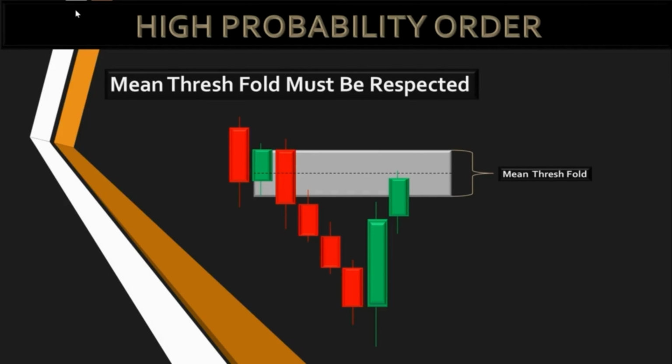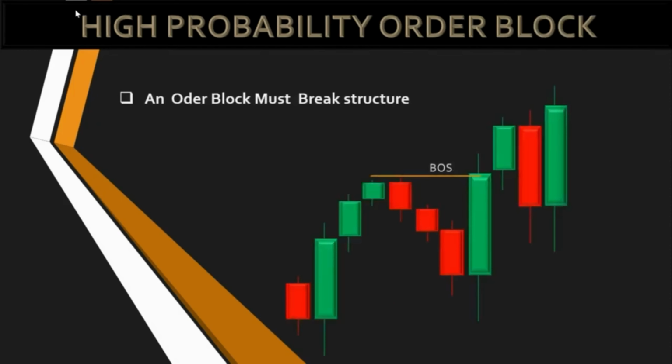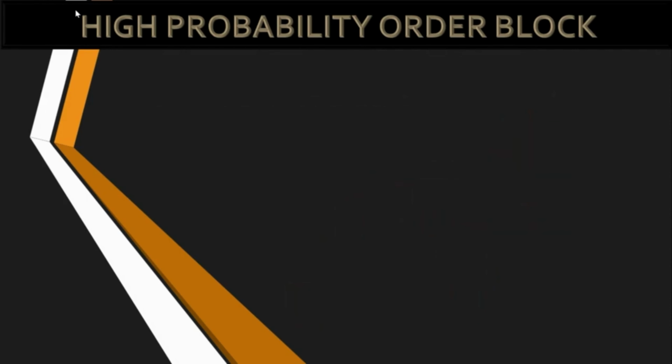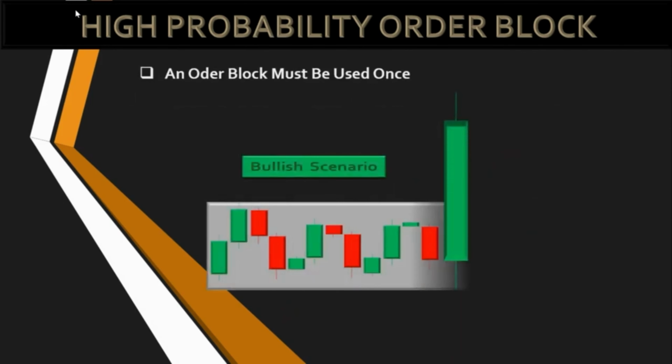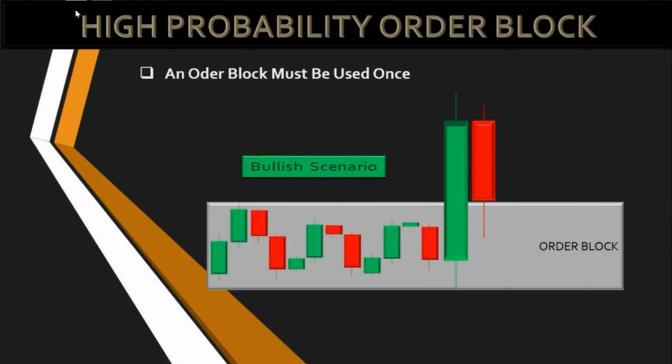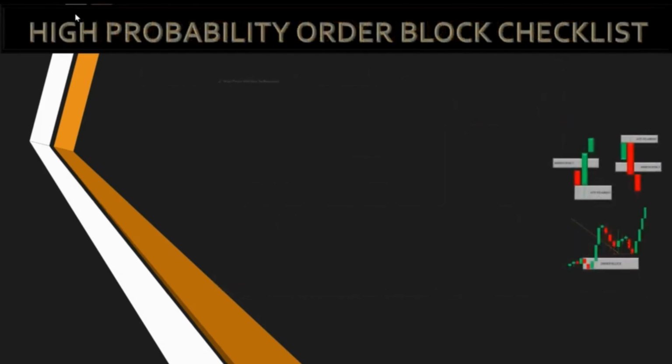Let's continue with high probability order blocks. They must also break structure. Break of structure usually is a footprint indicating we are going to continue the trend. Remember, the trend is your friend. Last but not the least, an order block must be used once. If price comes back to the order block again, it ceases to be high probability, as price can easily break through it. As promised, here is the checklist of high probability order blocks.